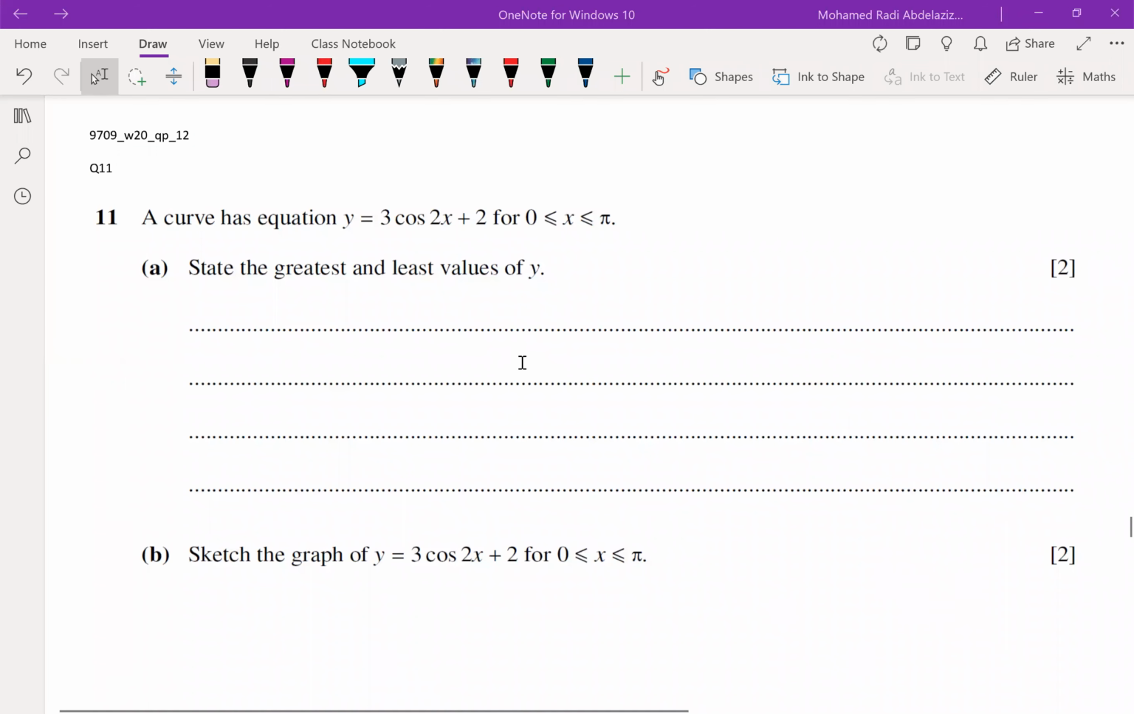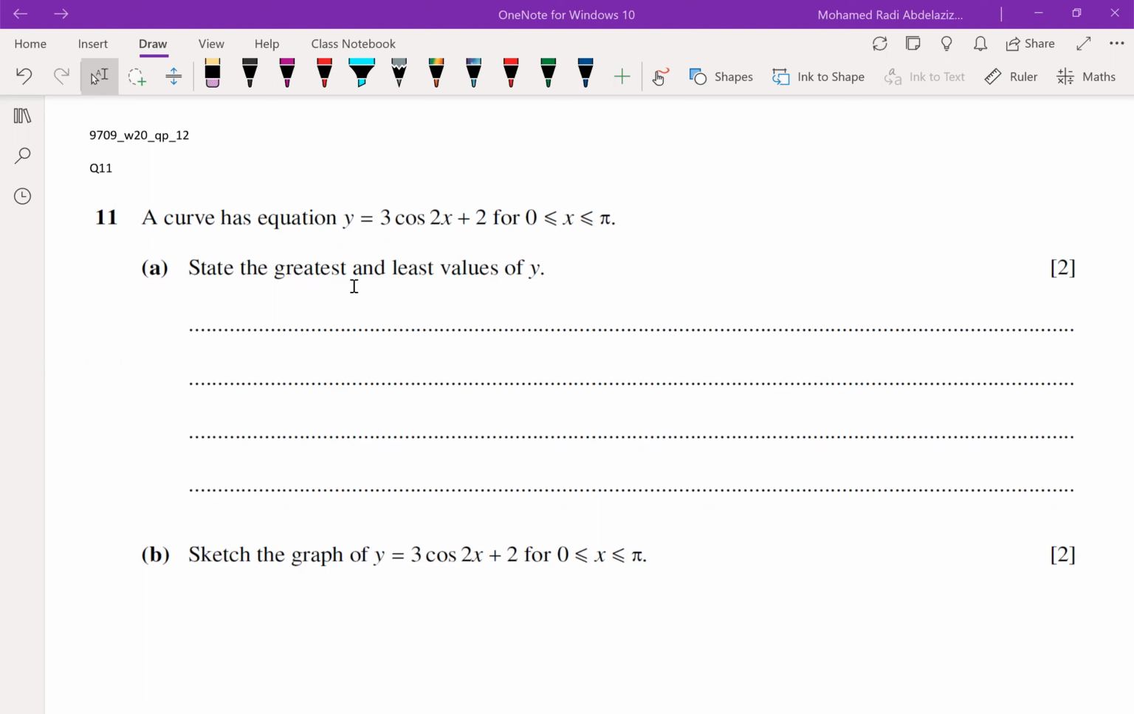Hello guys, in this tutorial I'm going to solve question number 11, winter 20, variant 2. By looking at question number 11, this function is a trigonometric function, so it's better to revise the graph of cosine because it includes cosine.